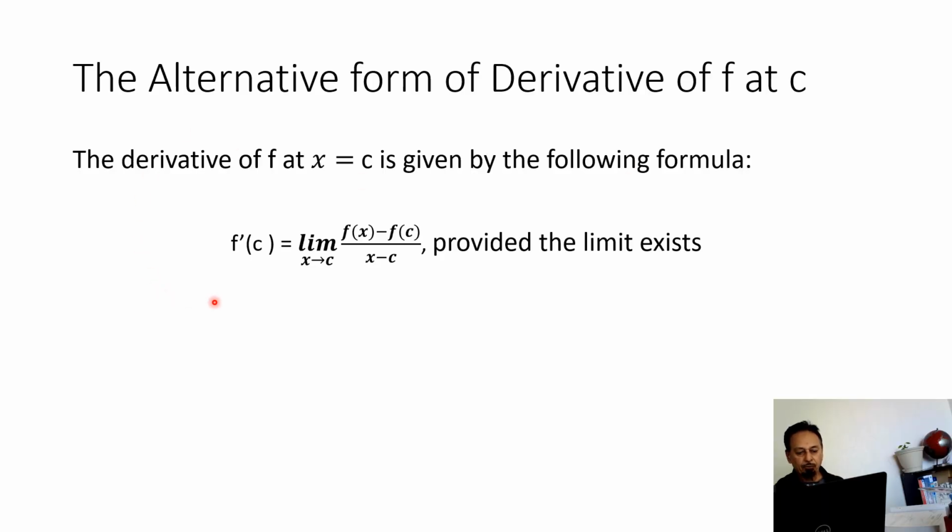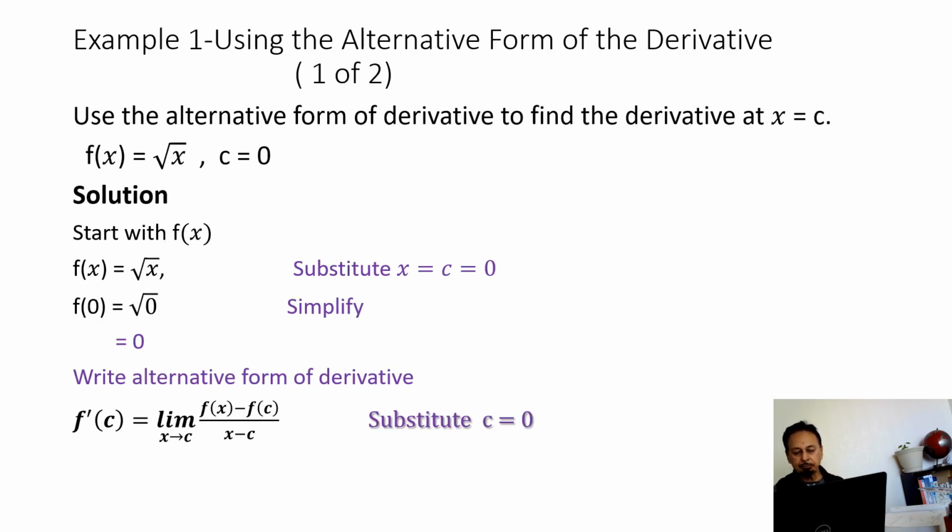What is the alternative form of derivative of f at x equals c? The derivative of f at x equals c is given by this formula: f prime c equals the limit as x approaches c of f of x minus f of c over x minus c, provided the limit exists.